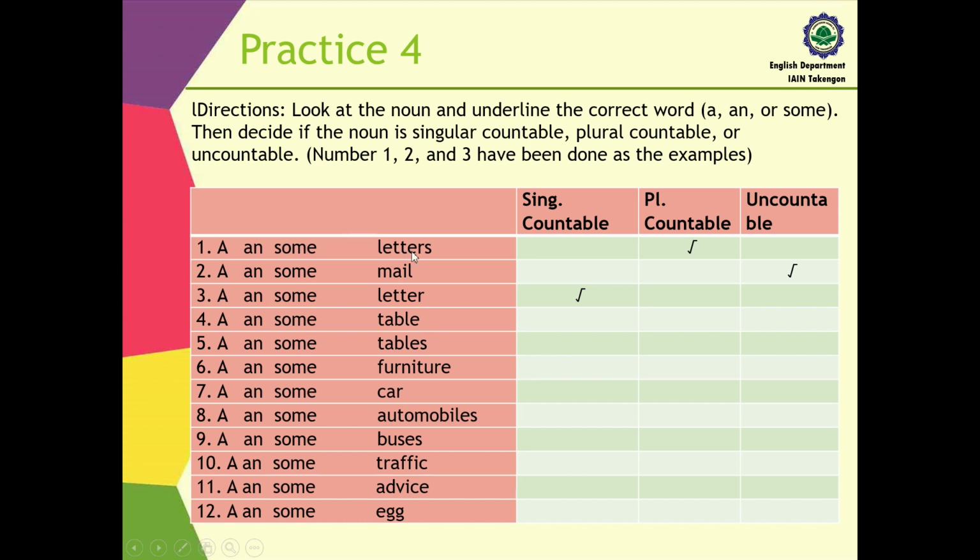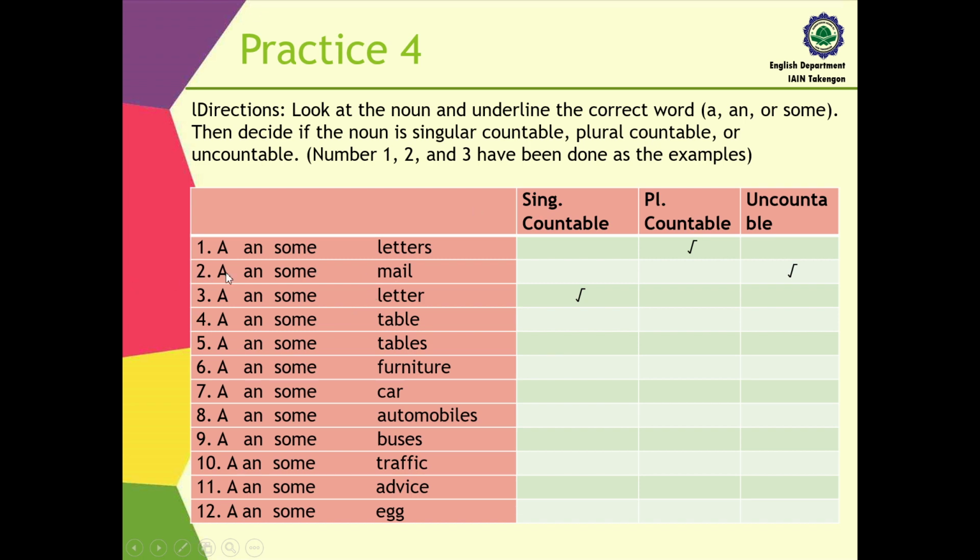Countable, and we have s here. If there is s after a word, it means it's plural form. We know that an means one, and it's impossible to put it in front of plural countable nouns. So in this number, some is the correct answer. So some letters. Let's see here, singular countable. Letter is countable, but it's not singular, so this is not the answer. Plural countable, this is countable and it's plural, so we put a check under plural countable.